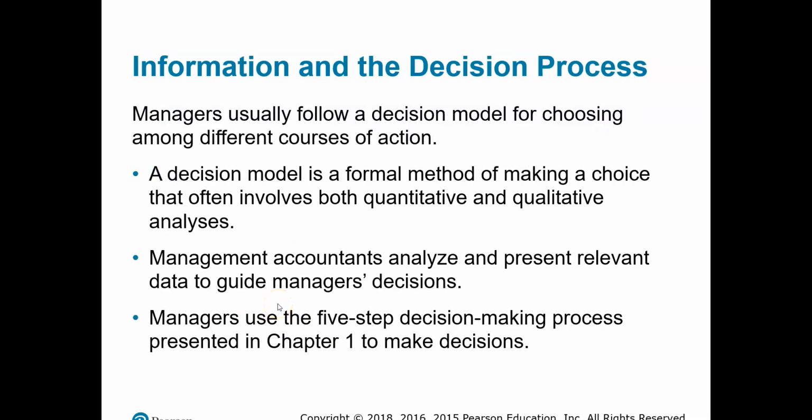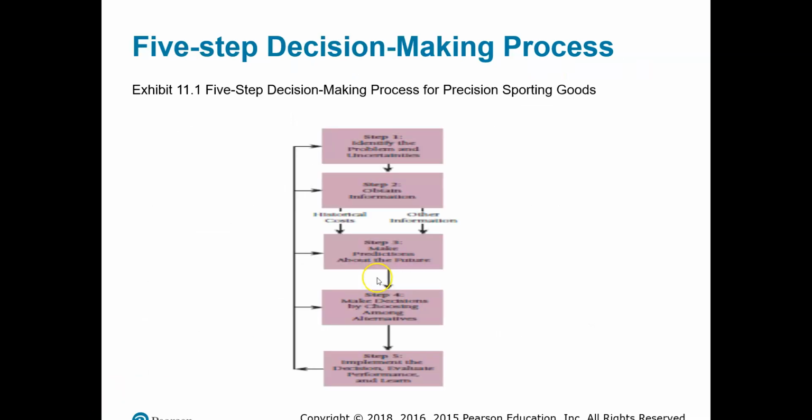Okay, so when we talk about the decision making process, we're talking about a formal decision model for choosing among alternative courses of action. So a decision model is a formal method of making a choice that will involve both quantitative and qualitative analyses. Management accountants will analyze and present relevant data to guide managers' decisions, and we're going to use the five-step decision-making process presented in Chapter 1 to make decisions. So let's take a look at the decision-making process for Precision Sporting Goods.